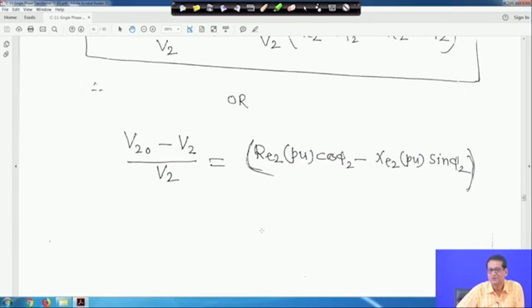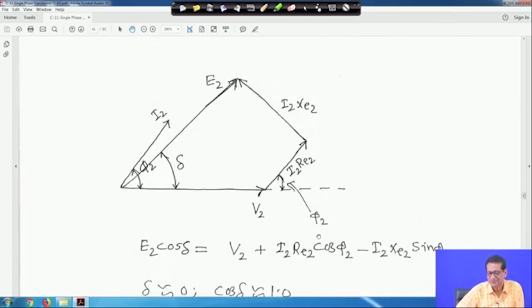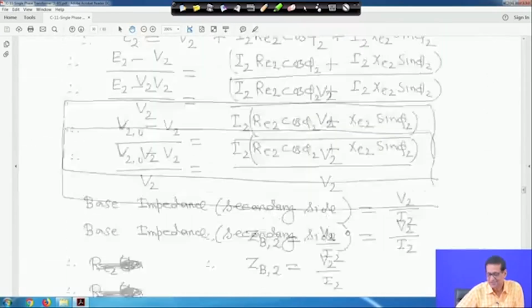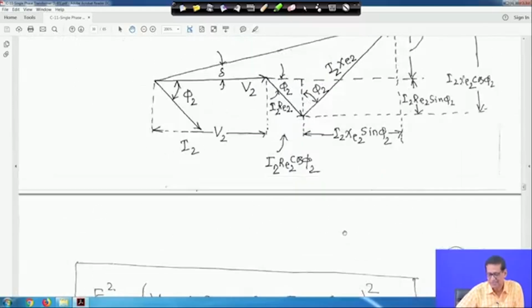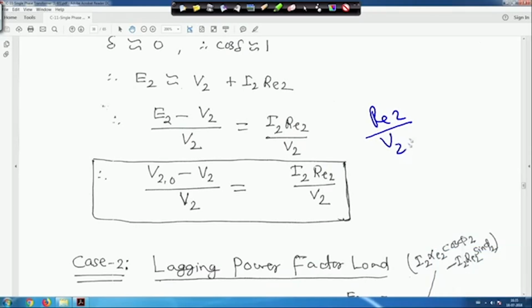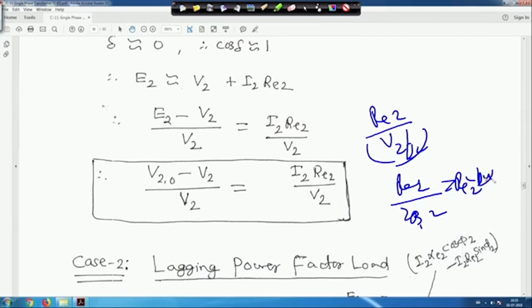And the other thing, let me go to the unity power factor load, the regulation. Here also you can write this one equal to Re2 divided by V2 upon I2. So, this is Re2 divided by ZB2, which is equal to Re2 per unit, for a unity power factor load. So, cos phi is equal to 1.